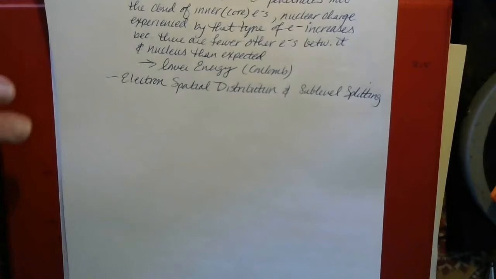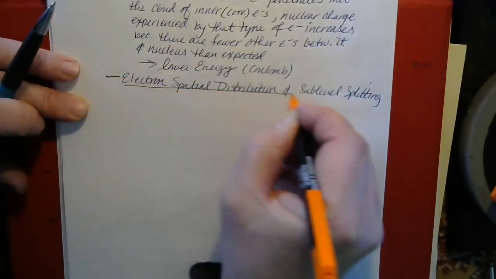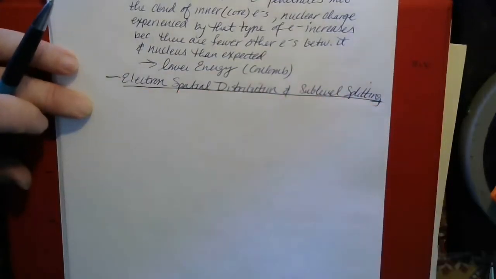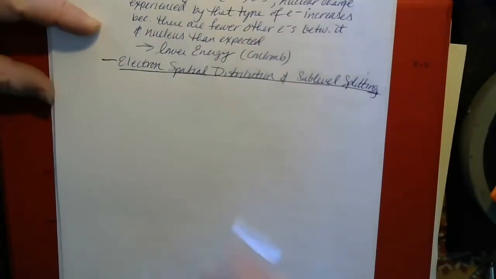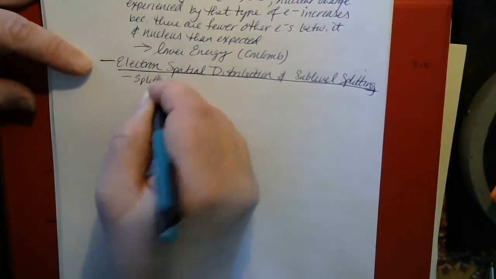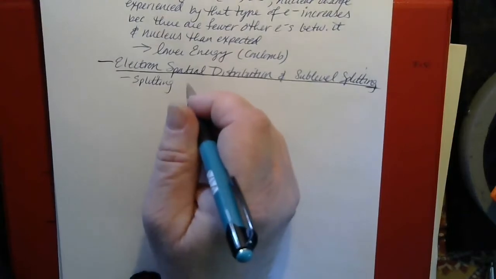Okay, so that's a mouthful. Electron spatial distribution and sublevel splitting. Yes, quantum mechanics is definitely the fun part of chemistry. The splitting results from the three-dimensional distribution of electrons within an orbital type.